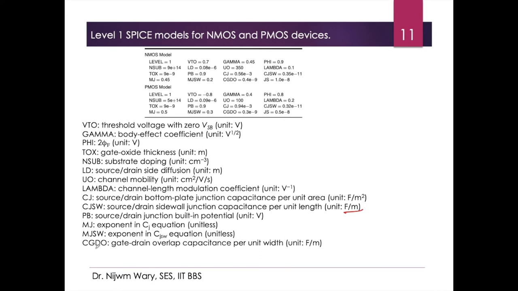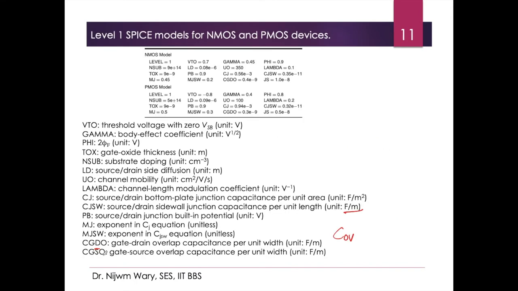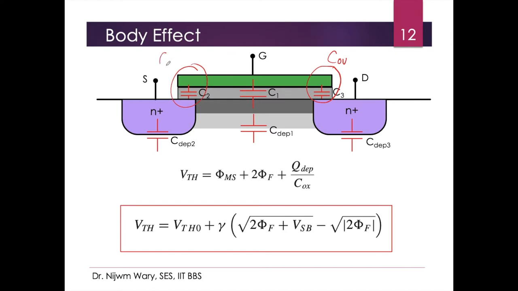So CGDO is the overlap capacitance, basically the COV on the drain side. Gate and drain overlap capacitance, basically this one, the capacitance per unit length for this one. And CGSO is the same COV, but towards the source, this other COV.